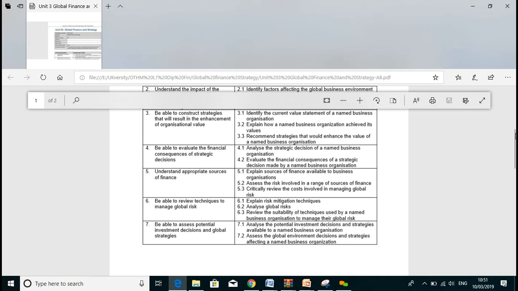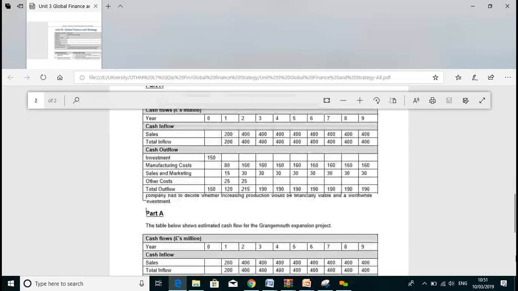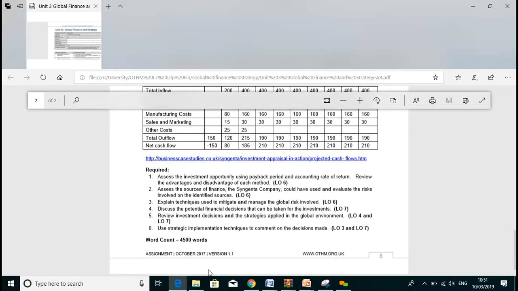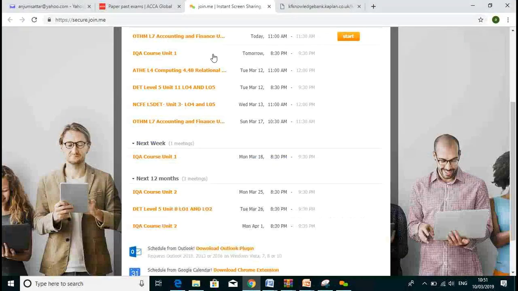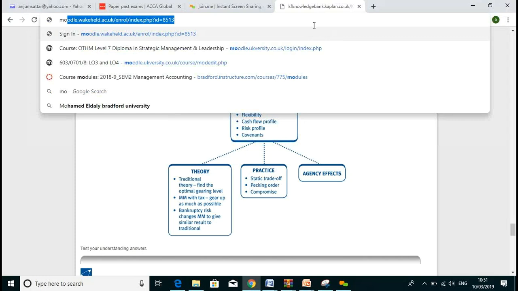One of them is hedging. Hedging means to protect ourselves against foreign currency risk. When we are dealing in global business, there is a big issue about currency fluctuation, where we can lose money. We have been given a case study within the assignment as well, which we'll go through.